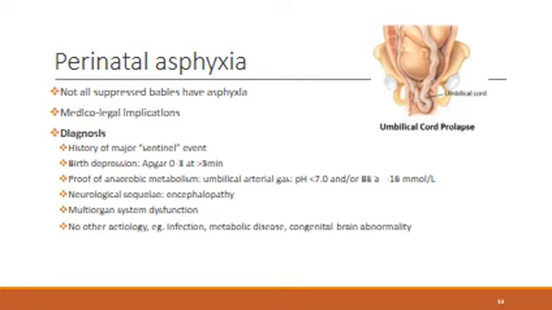This we can do by performing an umbilical arterial gas where the pH is less than 7 and/or a base excess of -16 or more. You can also do a gas in the first hour after birth. Neurological sequelae should be documented, and encephalopathy can be graded according to the modified Sarnat or Thompson scores into mild, moderate, or severe. There should be multi-organ system dysfunction present, and other etiologies must be excluded, for instance, infection, specifically meningitis. You can also exclude metabolic disease and congenital brain abnormalities.